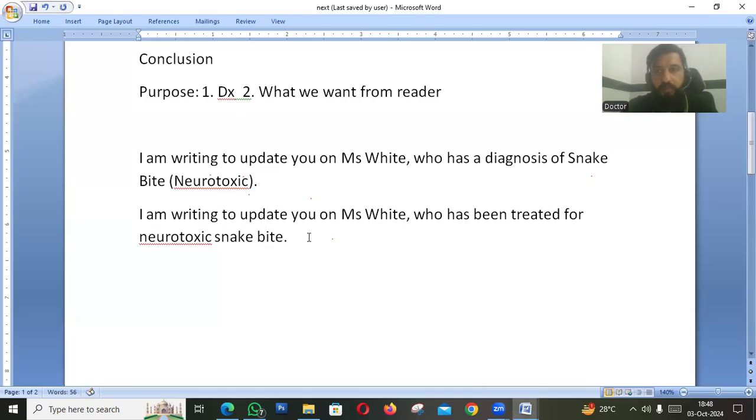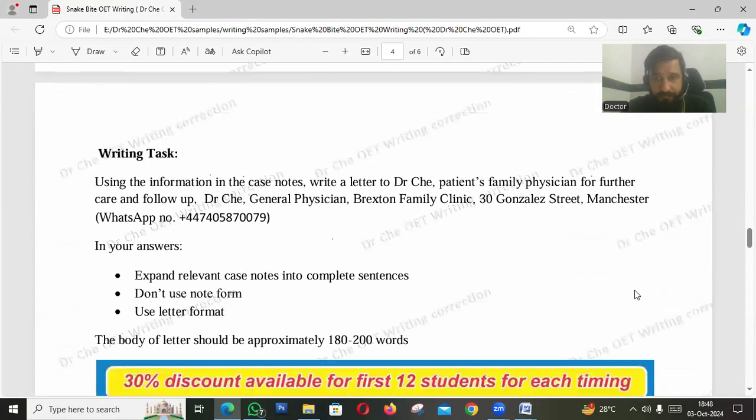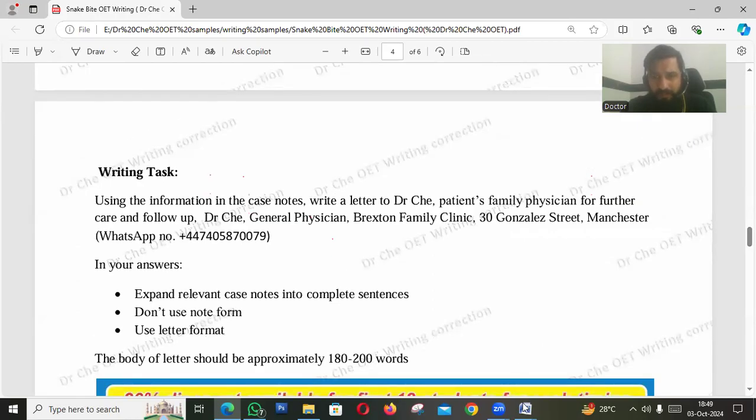Okay, who has been treated for neurotoxic snake bite? What else are you going to write here? He or she is she. She is being discharged today. And what do we need from the reader? Follow up care and further care are almost the same things. Just write one of them. Don't write both of them.